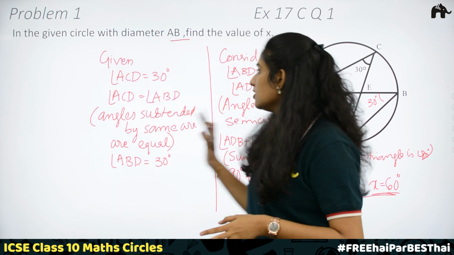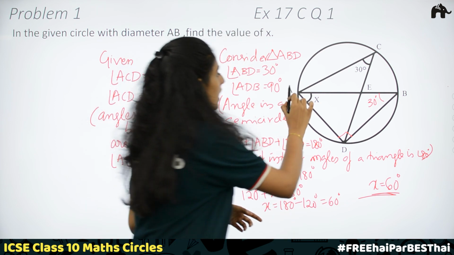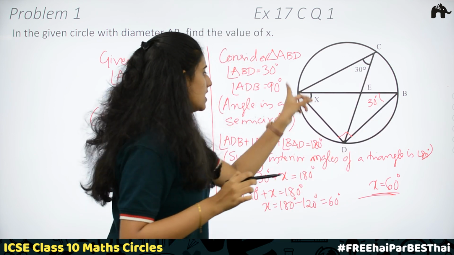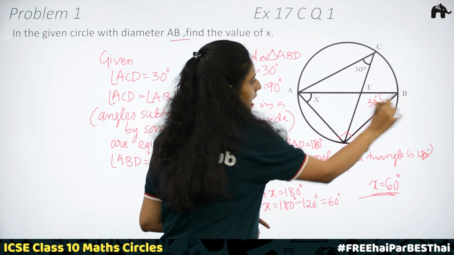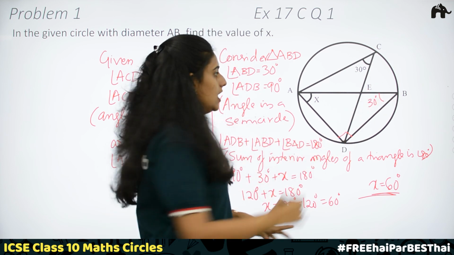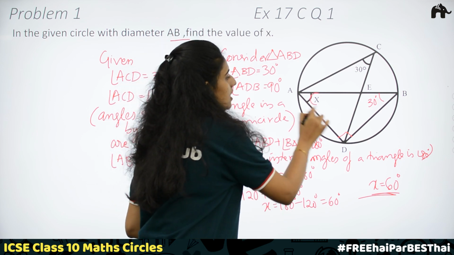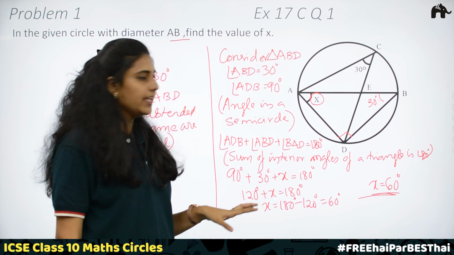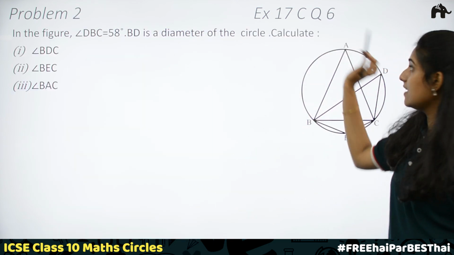Clear? What are the concepts that we have used here? First, we have used the concept that ACD and ABD are equal because they are subtended by the same arc. Then we had a diameter AB. The angle subtended by diameter will be 90 degrees. Taking the sum of this angle and subtracting from 180 degrees, we get the measure of x, and x is equal to 60 degrees. Okay, let's move on to the second problem, question number 6 of exercise 17C.